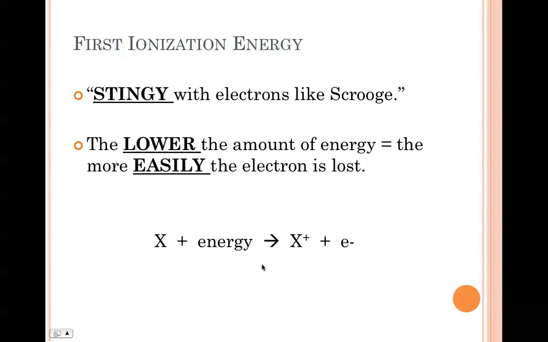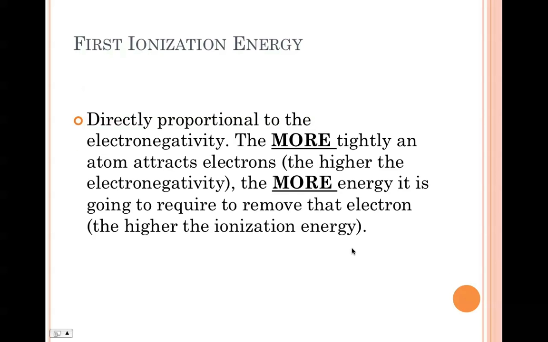So if you look here, in order to lose that electron, an atom has to absorb a certain amount of energy to become that positive ion and lose the electron. So the lower that amount of energy is that it has to absorb, the more easily we can remove that electron, or that electron being lost.